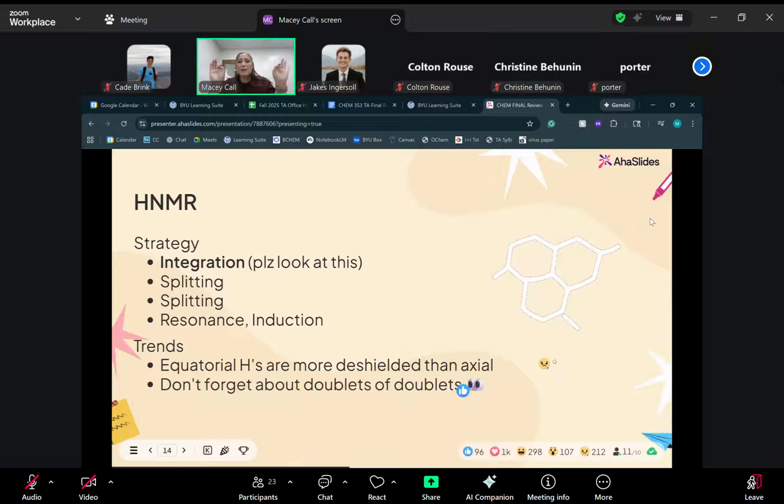HNMR, the strategy. Okay, you've got to look at integration. Please, please, please look at it. Integration on this one is going to be super important. It's going to be really helpful. Splitting. Apparently it's so important I put it twice. One of those is supposed to say shift. So splitting and shift, and then resonance and induction. If you're in my class and you ask me about an HNMR and it had a ring, probably the first thing I asked you is have you drawn a resonance structure, which is really annoying and I'm sorry, but looking at where partial positive or partial negative charges are is really helpful. And then don't forget about doublets of doublets.